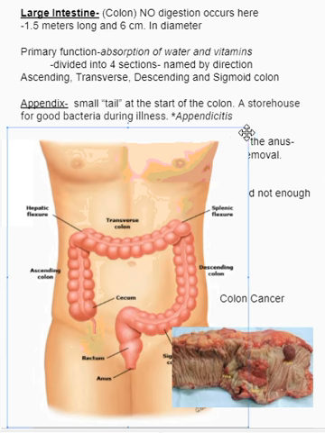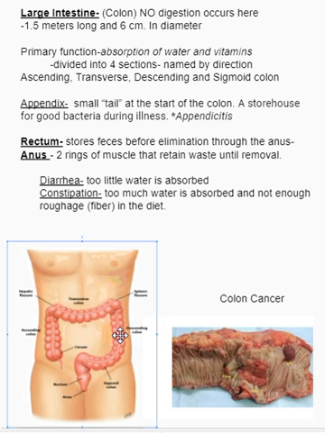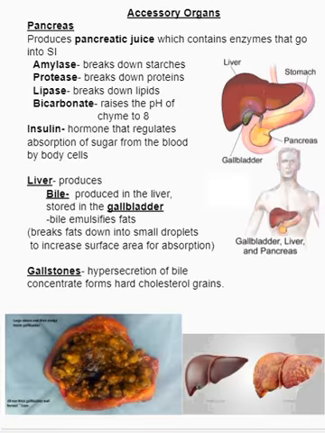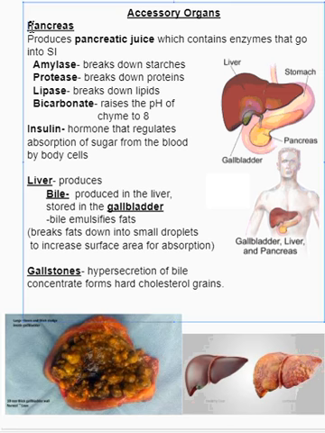And the appendix is actually a storehouse for good bacteria. When you get a digestive infection, the good bacteria are housed in there and help to repopulate your digestive tract so you can recover. But if it gets infected, it can rupture and cause a whole series of serious problems. We call that appendicitis, and often the solution is to remove the pancreas. Excuse me, the appendix.